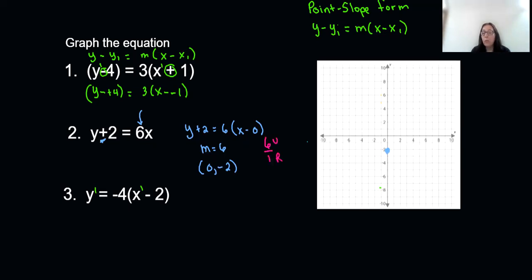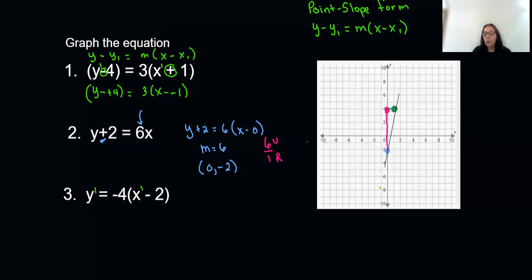So I got to move before I start counting. 1, 2, 3, 4, 5, 6. There's 6 up. And from there, we have to go right 1. So right from my new dot, I'm going to go right 1. When I connect my first and last dots, I have my line. Boom.